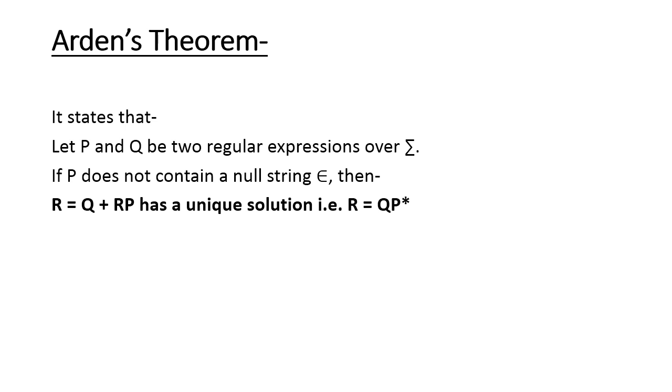First of all you should try to write the regular expression in the form R equal to Q plus RP. In this form you have to write the regular expression from the given DFA. If you are able to write it in this form, R equal to Q plus RP, then you will get a unique solution, R equal to Q into P star. That's it.